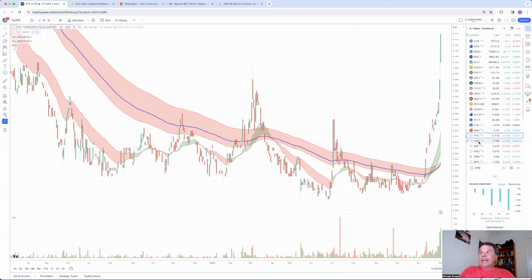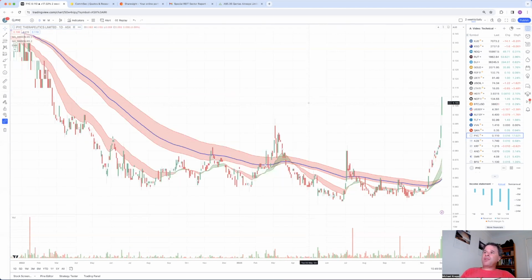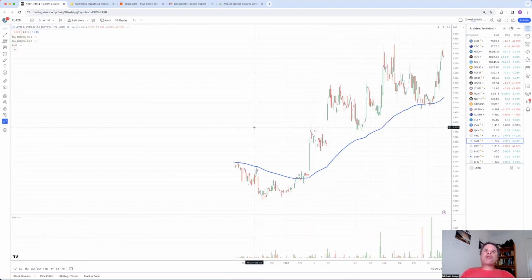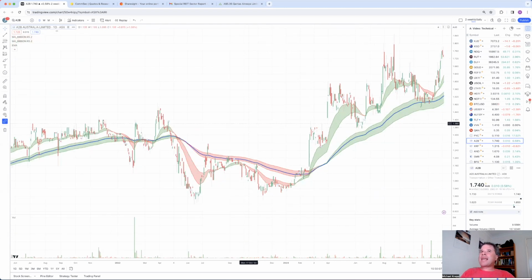Anyway, interesting chart. Share price of this company has been in a long-term downtrend until now. It looks like it's breaking out. Breaking out, not breaking out. Breaking out. A2B Australia. I'm pretty sure this company used to be called Cab Charge.